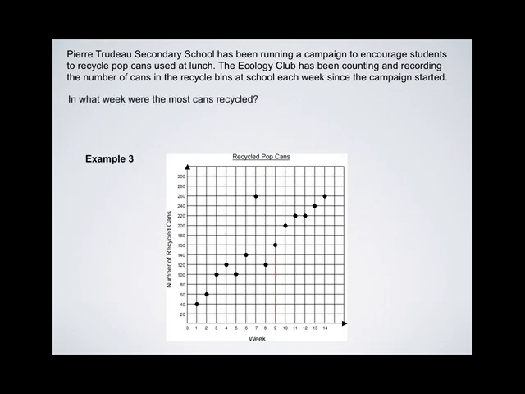In what week were the most cans recycled? Here we're going to look along our vertical axes, and we're looking for the highest point, as the number of recycled cans goes up as you go up the vertical axes. We find that the highest point is at 260 recycled cans. This occurs at week 7.